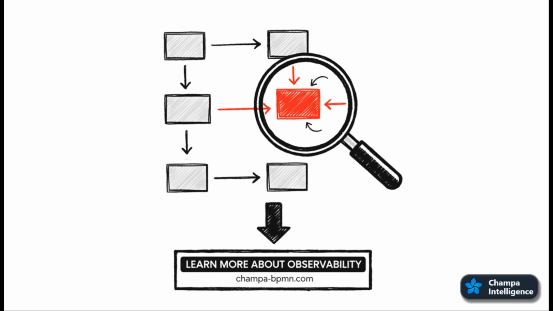And that visibility, that's the crucial next step. Once your processes are up and running automatically, how do you monitor them? How do you find the bottlenecks and make things even better? Well, that whole world is called process observability.